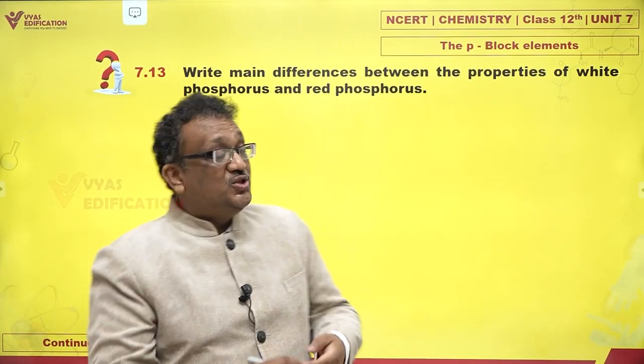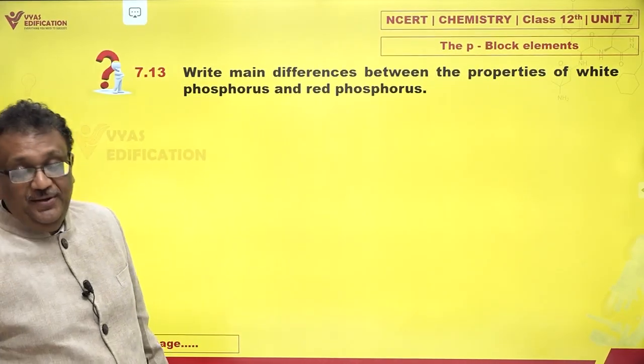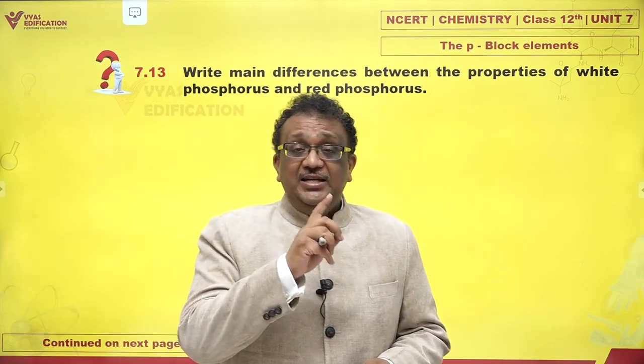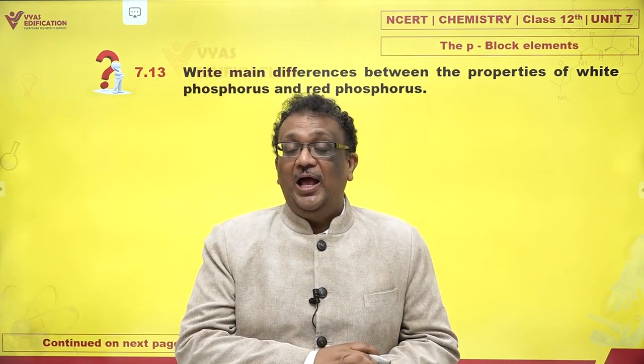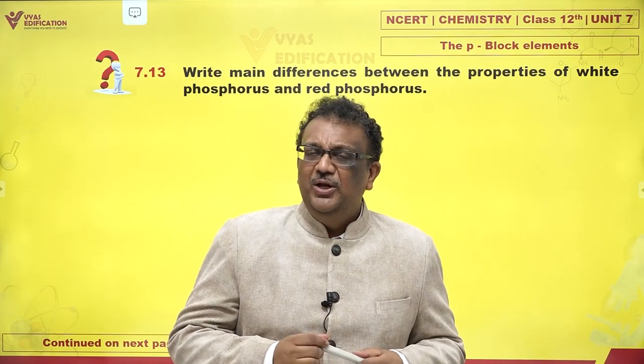Write the main differences between the properties of white phosphorus and red phosphorus. Now, white and red phosphorus actually are two allotropes of phosphorus. What is the meaning of allotrope?